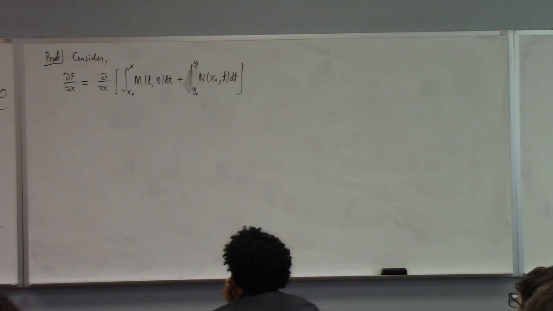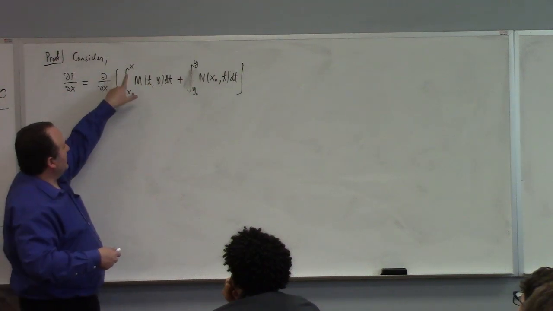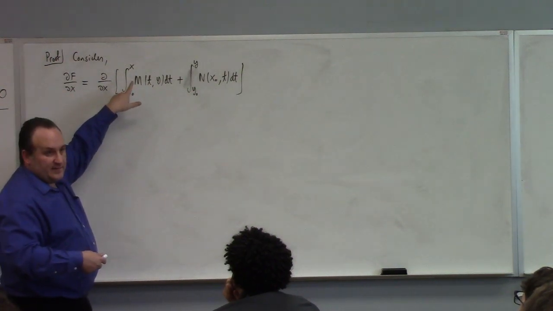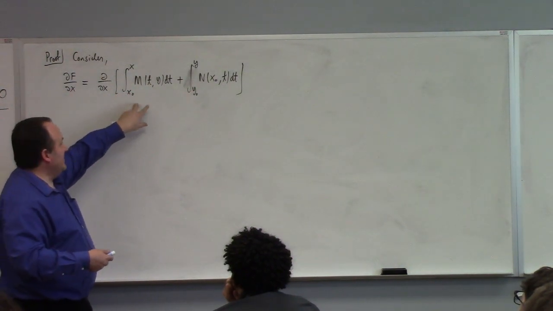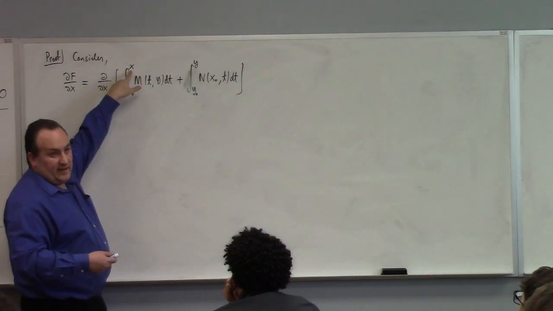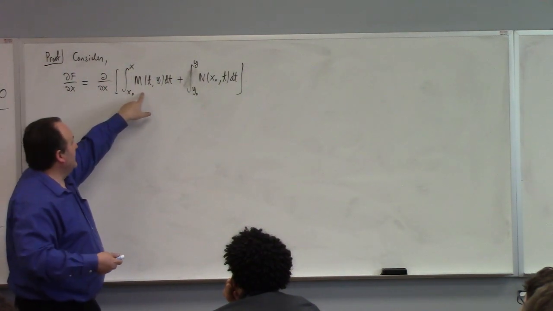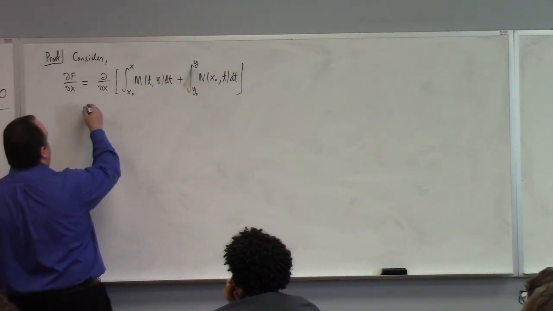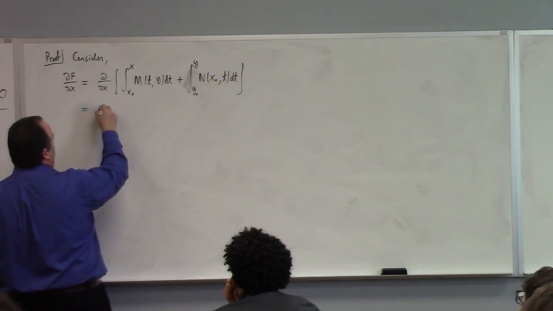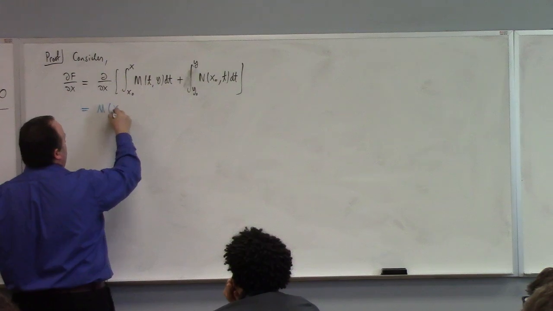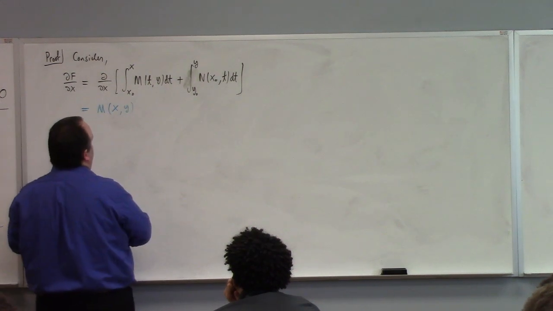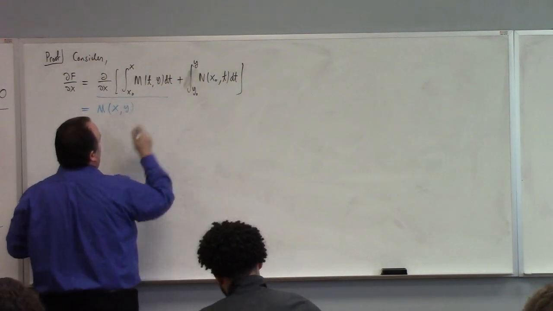What goes on here? What happens when you differentiate a variable bound? It cancels. And what happens? You take the integrand and you evaluate it at the bound, right? So that is to say that this first term here is just going to give us m of x comma y. All right? That's just this piece.